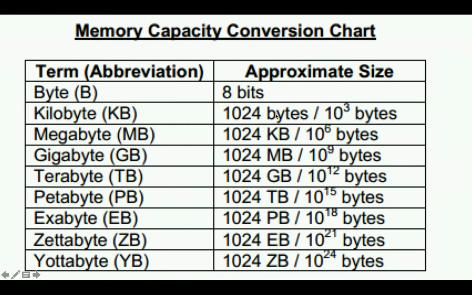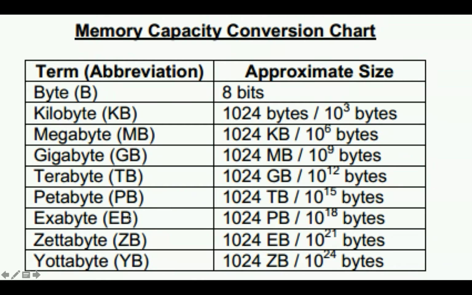Then 1024 bytes equal 1 KB. Then 1024 KB equal 1 MB. Then 1024 MB equal 1 GB. It means that GB is greater than MB, MB is greater than KB, KB is greater than bytes, and byte is greater than bits. Then 1024 GB equal 1 TB. 1024 TB equal 1 PB, petabyte.